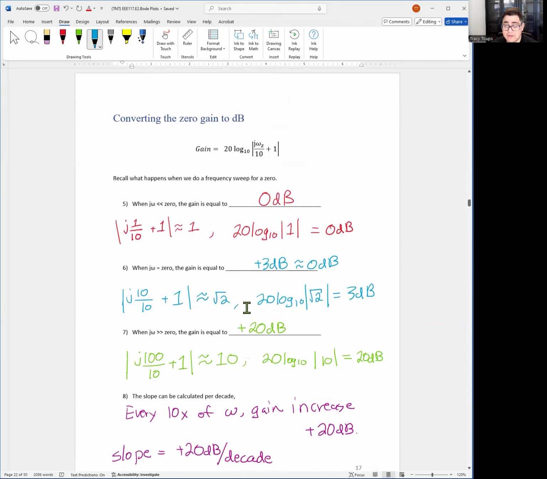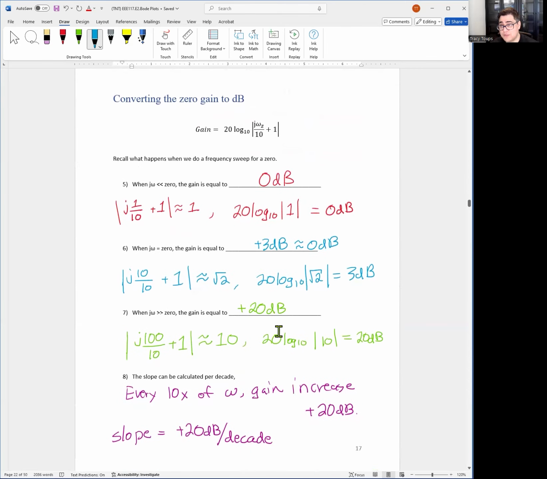So let's go ahead and now talk about zeros, because we talked about poles. This is the next logical flow. Remember, a zero is the numerator on top of the function. So here we're going to have a gain of positive 20 log base 10 of JW over, I'm just going to choose 10 because that's an easy number, plus 1. So we have a zero at 10. That's how we read this.